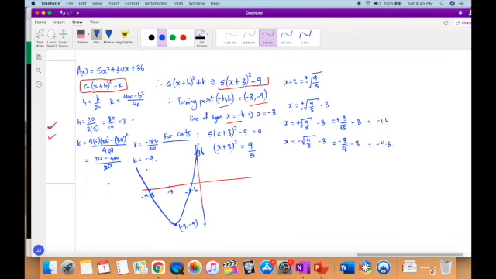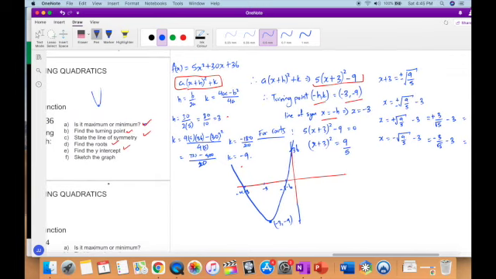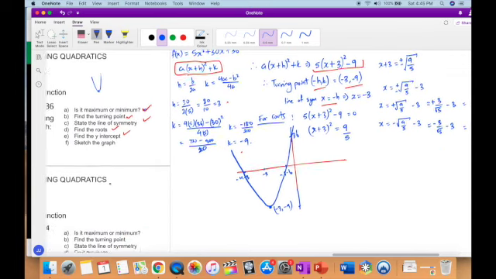So does everybody understand, like Scotia and Shazia, how do you guys feel about this topic? Is it okay? It's okay. Yeah, it's okay. And this concludes quadratics.